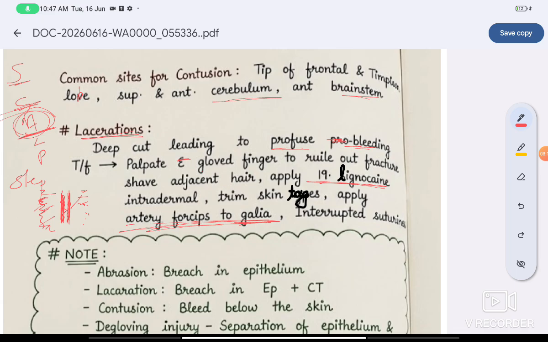So why is this necessary? Because galea is considered a layer below which, if hematoma is present or if fluid is present, it can further damage the brain tissue. So management of the galea is important. The galea should always be intact. So if the galea is damaged anyways, you have to place sutures. Further, at the end, you close this scalp laceration with the help of interrupted sutures.